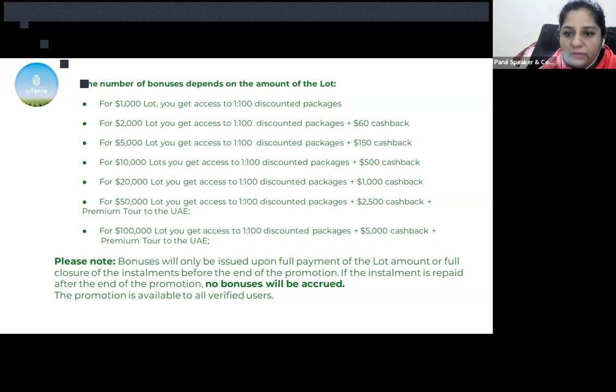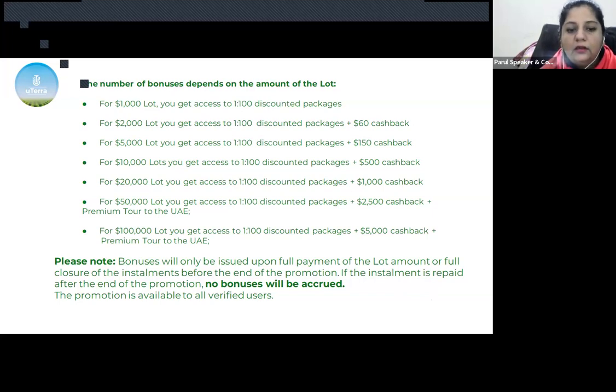So you can't reinvest with this amount. So you can utilize this discounted offer, discounted coupon and the cashback in buying the USD shares, right? And bonuses will only be issued upon full payment of a lot amount or full closure of the installment. If you're taking an installment plan, then the cashback and the coupon will come to you once your installment is completed.